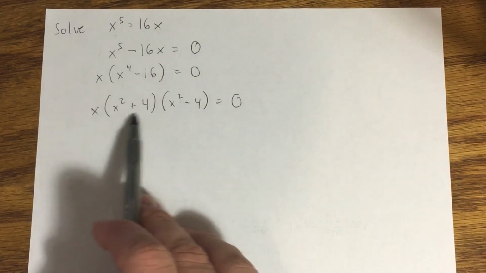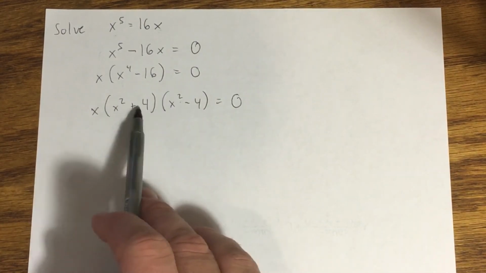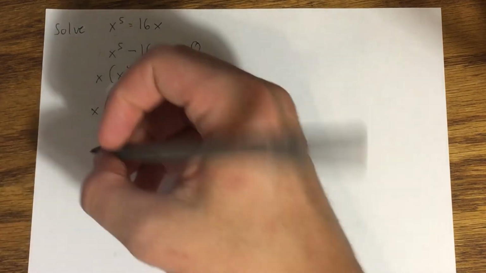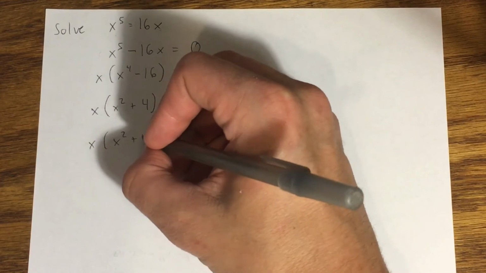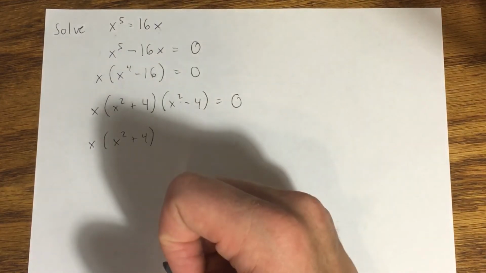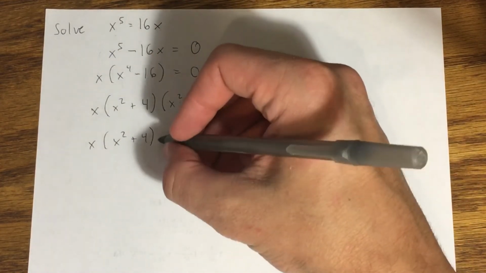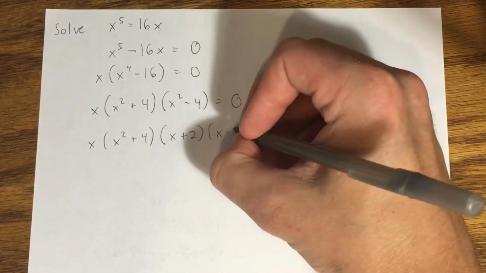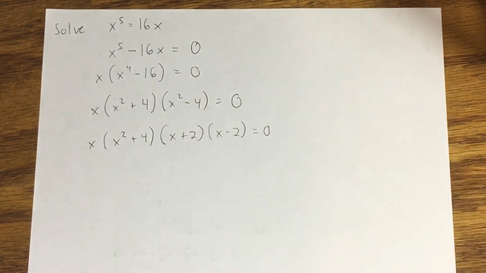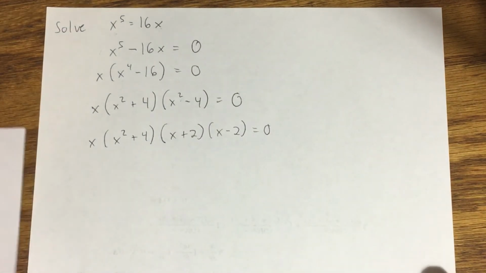Okay? Now this is a sum of squares. I cannot factor that any further. But x squared minus 4 is a difference of two squares, and I can definitely factor that further. X plus 2, x minus 2, and we have that equal to 0. Okay?